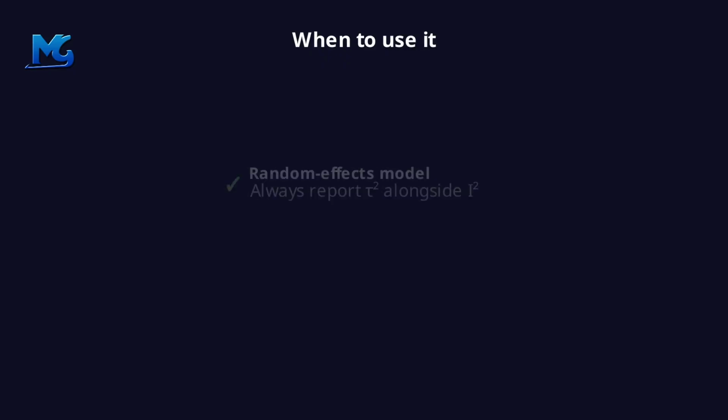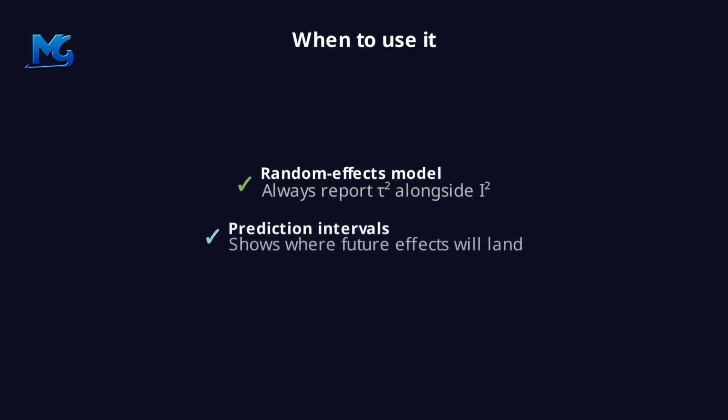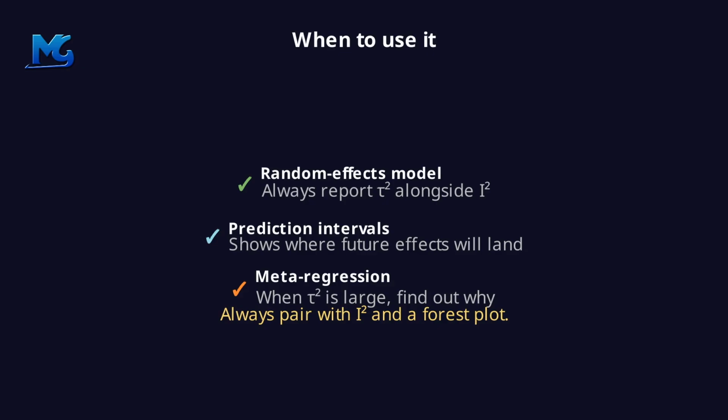When to use it? Always report tau squared alongside I-squared in random effects models. Use it to build prediction intervals. And when it's large, run meta-regression to find out what's driving the differences. And always pair it with I-squared and a forest plot.